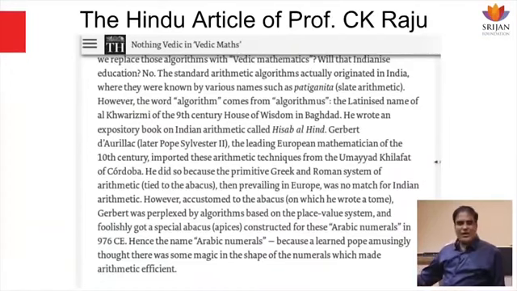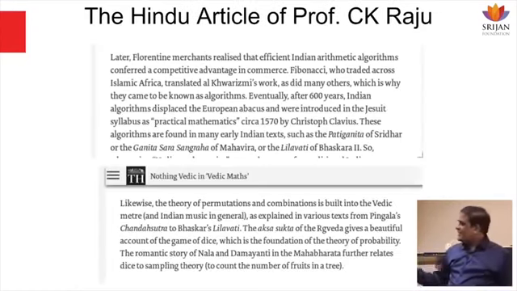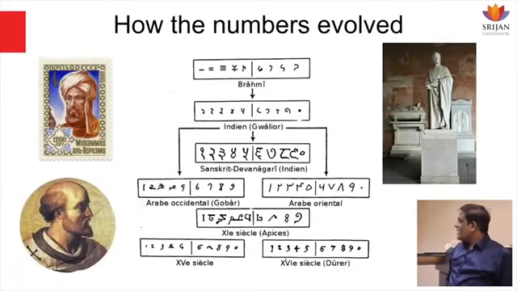So the Roman numbers are not so good. Then he realized, because of the efficiency factor, we should start adapting to that, and people started adapting it. There is a Hindu paper article by C.K. Raju, and he has explained all these things beautifully. You can go through this. Okay, so this is the evolution of numbers from Brahmi to Indian to Sanskrit and so on.